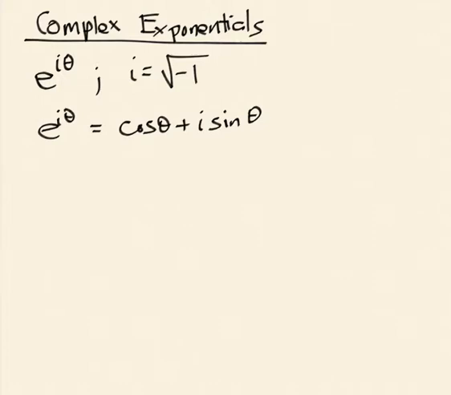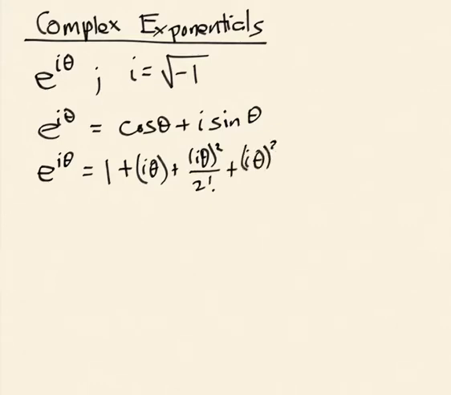If I consider the Taylor expansion of an exponential, so just to remind you, if I have e to the x, and let's make x equal to i theta, the Taylor expansion is just 1 plus x, so 1 plus i theta, plus x squared over 2 factorial, so (i theta) squared over 2 factorial, plus x cubed over 3 factorial, and so on. So I can go on forever. All right, so that's the Taylor expansion.